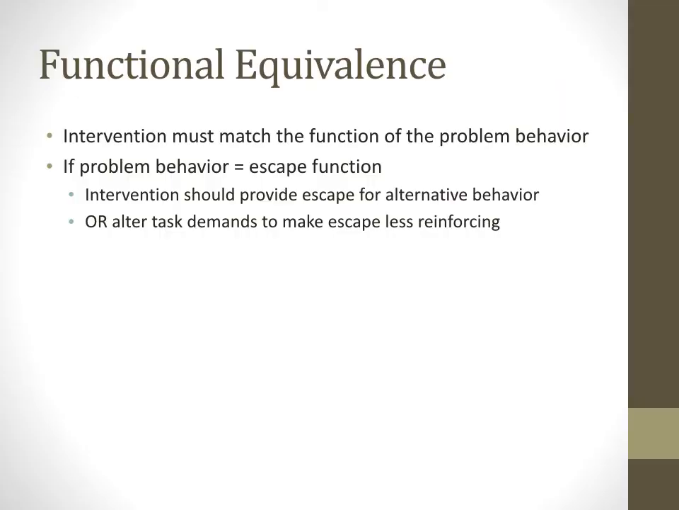We talk about functional equivalence. So your behavior intervention must match the function of the problem behavior. So we are going to focus on alternate behavior. We will teach the alternate behavior first. So the student must be able to get the same function, same consequence by completing alternate behavior. But the alternate behavior must be in a socially appropriate form. Remember, right?